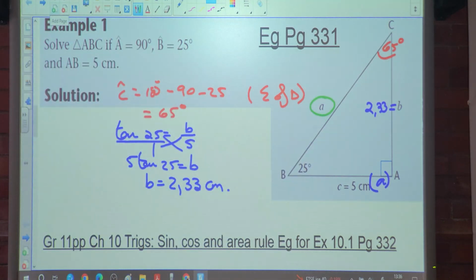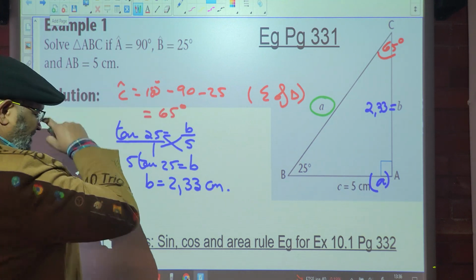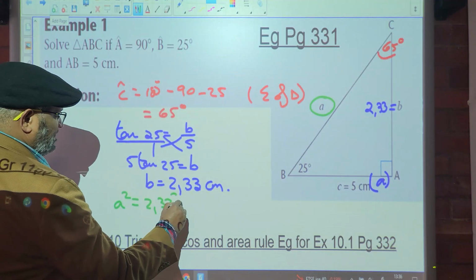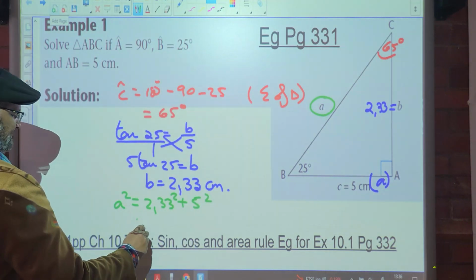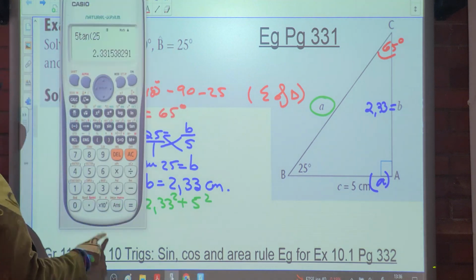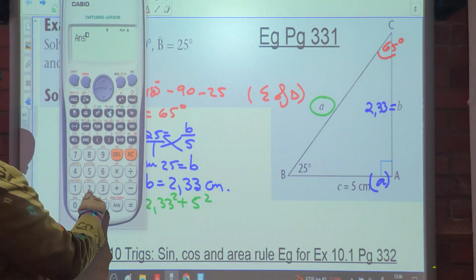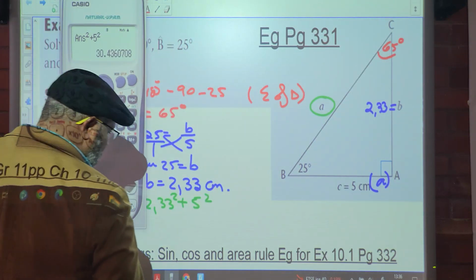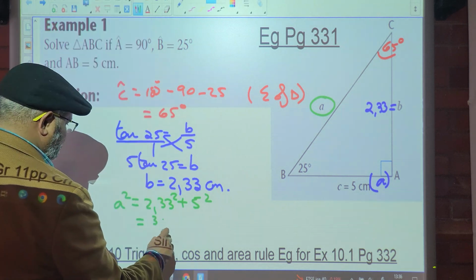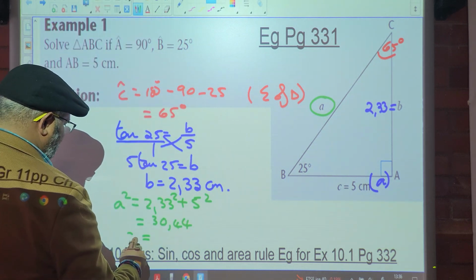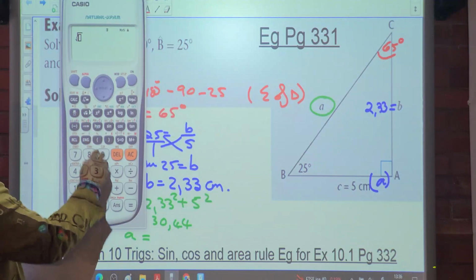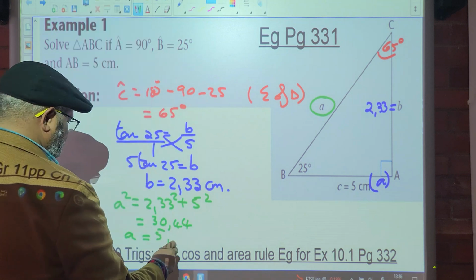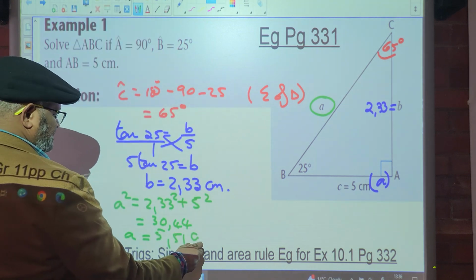Right? Why? Because that's a right angle triangle and I have 2 sides. So what do I say? A squared is equal to 2.33 squared plus 5 squared. I'm going to give you 30.44, so it's going to be 30.44 and the square root thereof. Square root of that answer is 5.51. This is C.